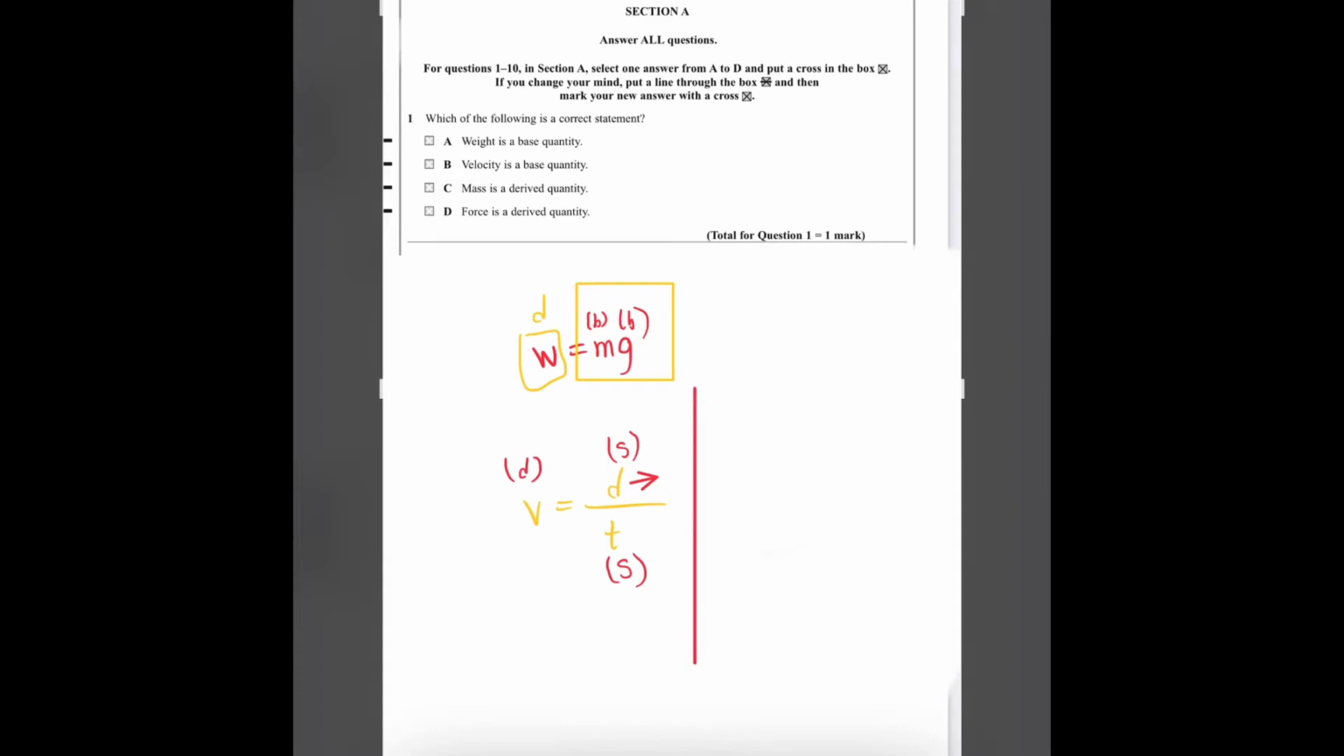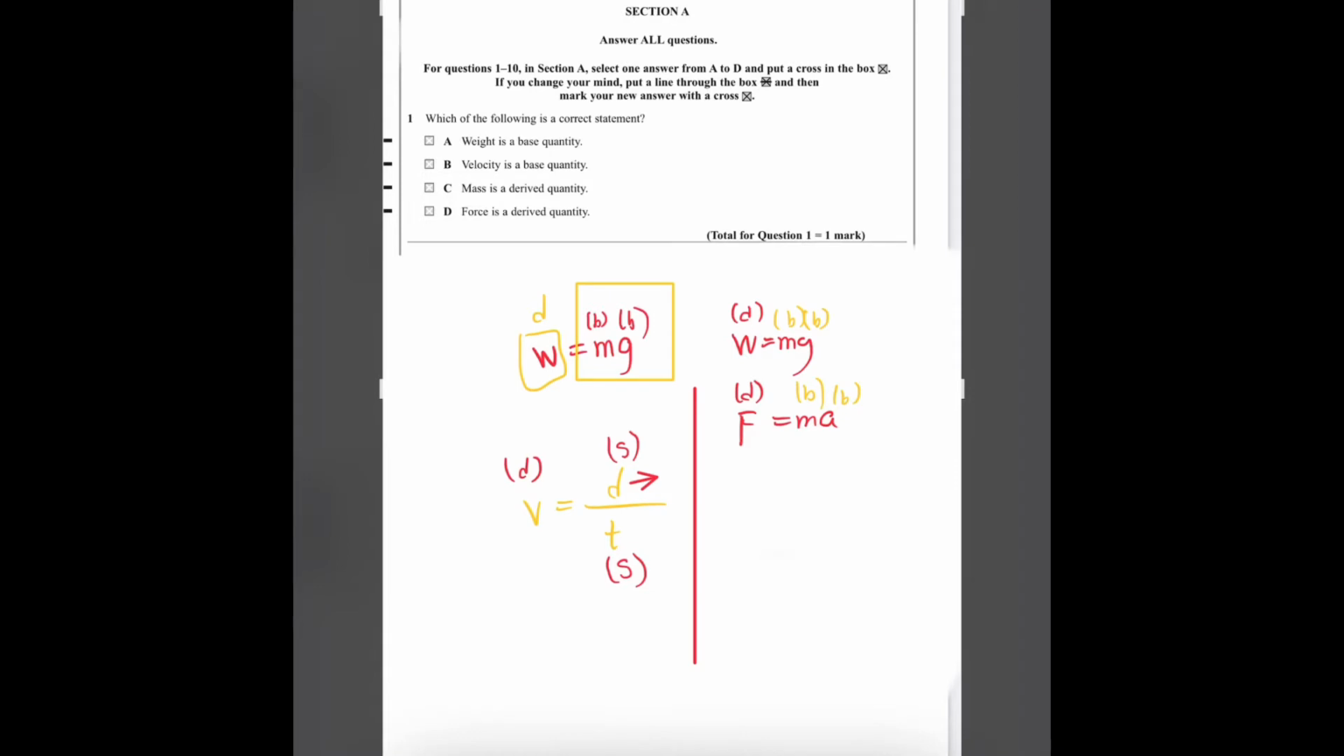Let us check C. C says that mass is a derived quantity. So we have F equals ma or W equals mg. We can clearly see that gravity is a base quantity, mass is a base quantity, acceleration is a base quantity. The force and the weight are derived quantities. So C is also not the correct answer.